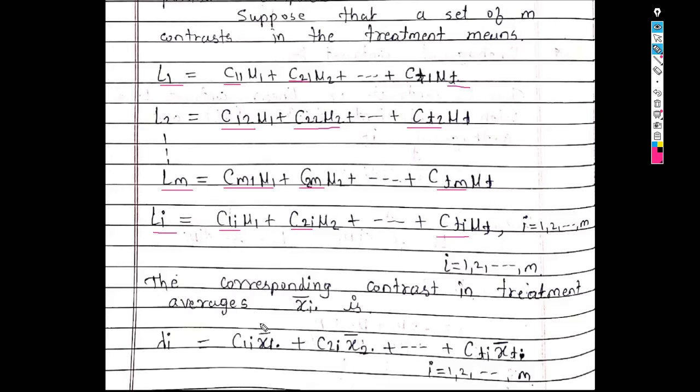Now we will find the treatment contrast, or linear contrast, in treatment means, that is x̄i. It is denoted by λi and defined as C1i x̄1. + C2i x̄2. + ... + CTi x̄t. So here we have t treatments, and for these treatments we have t treatment means x̄1., x̄2., up to x̄t., where i is running from 1 to t.